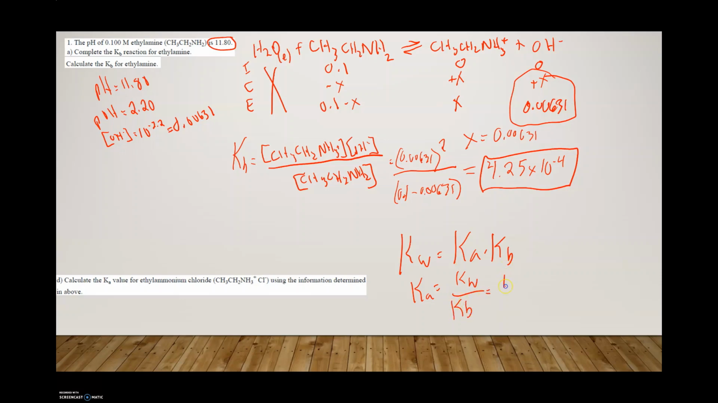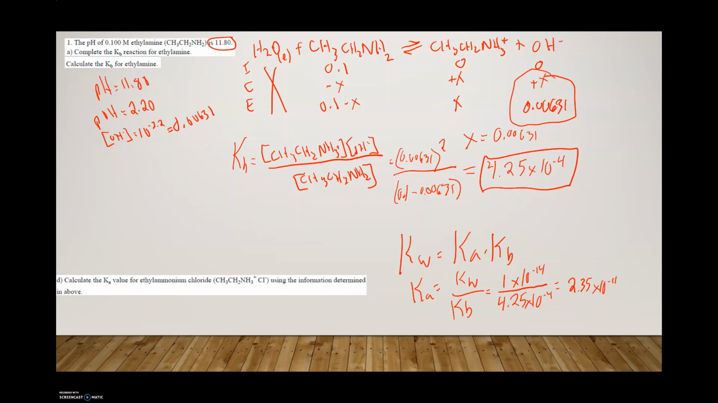Well, what's Kw? We talked about that in the first part. It's 1 times 10 to the negative 14. We're going to take that number and divide by 4.25 times 10 to the negative 4. And what we end up with is 2.35 times 10 to the minus 11. So this is a basic compound, so yeah, the Ka value should be small in relation to that. But that is the last problem that we're going to cover in this part.